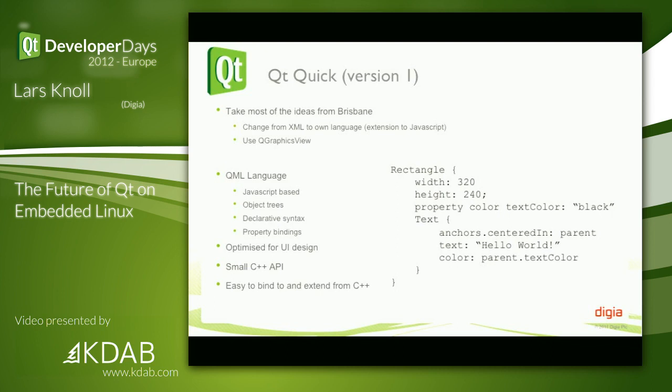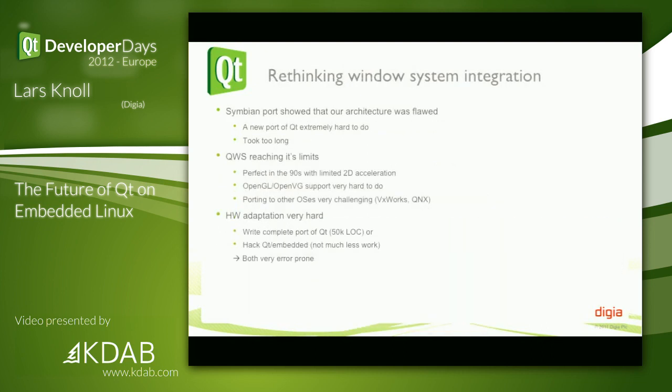You know the QML language. It's JavaScript based. We have object trees, we have the declarative syntax, all of these things, and a small C++ API. And that was, as I said, a conscious design decision to make sure we have the flexibility to adjust things as we go along. And then it's easy to bind and extend that from C++. So that was one piece of the solution that we saw for creating these kinds of user interfaces.